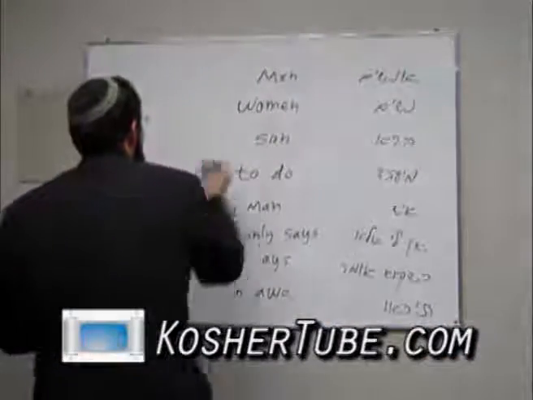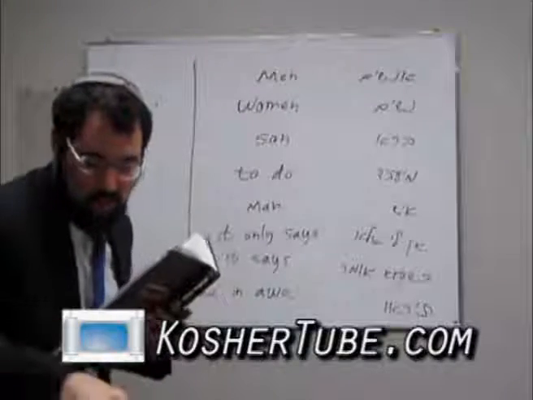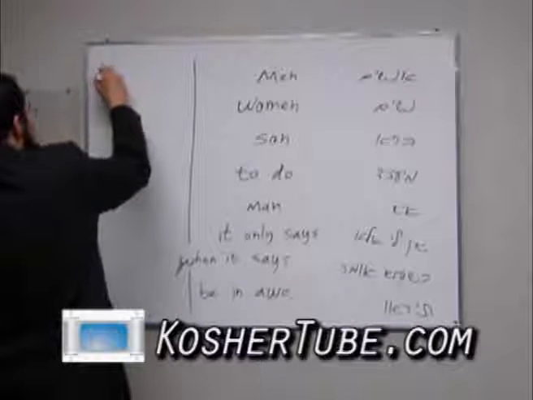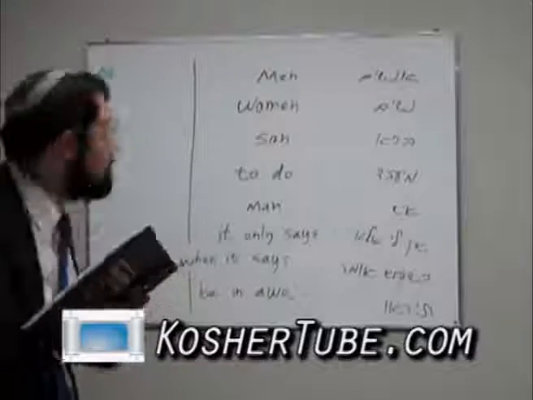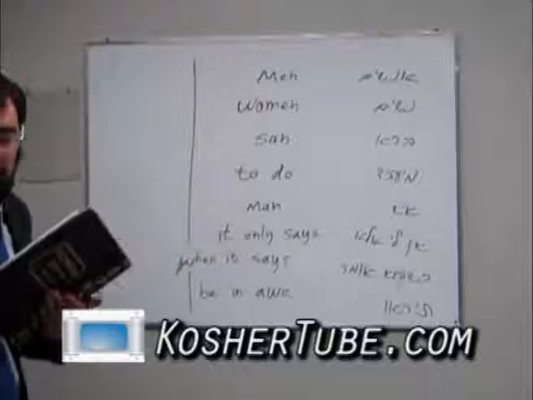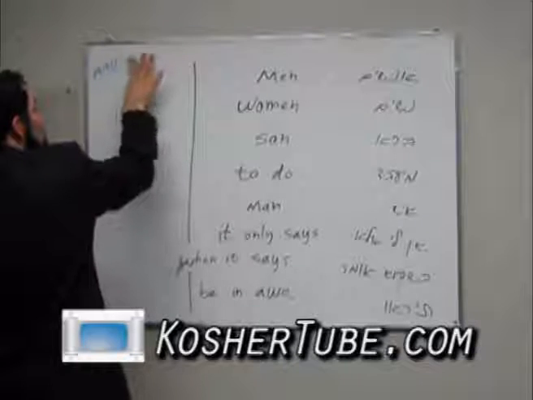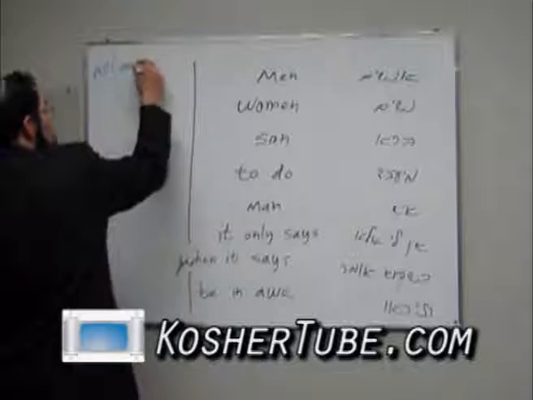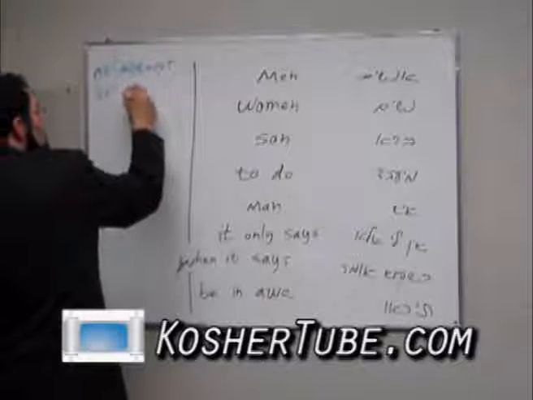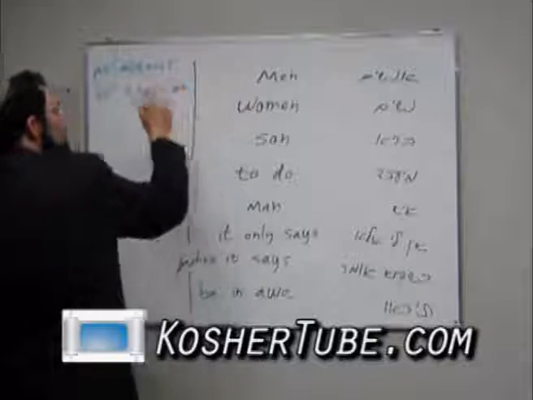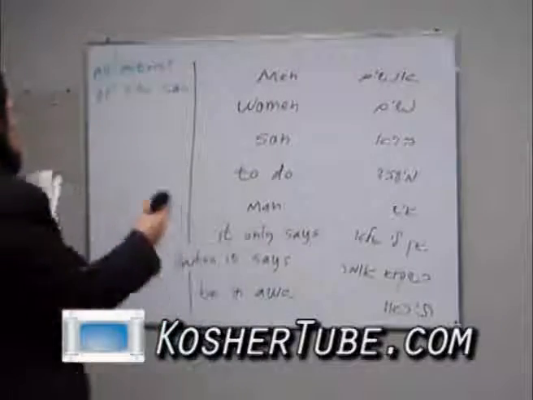All the mitzvot of the son. Wait, does it say "of"? What is the word al? Upon. What does the word al actually mean? On. Good. All mitzvot. Haben is the son. All mitzvot, the son. Al ha'av, on the father.